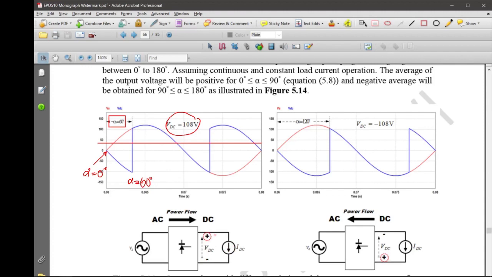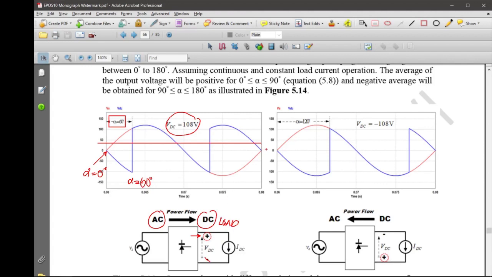So therefore this actually becomes the load, isn't it? Because the current flows into the positive of the output voltage. That means this is a load, right? So the power flow is actually from AC to DC. And this is the convention. You have to look back at the convention of the electrical circuit. If the current flows into a positive polarity, that becomes the load, right? So this is a load.